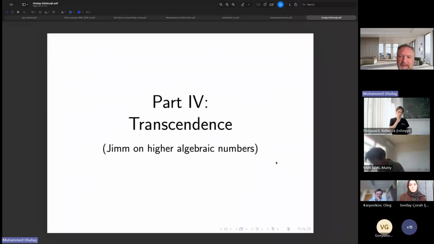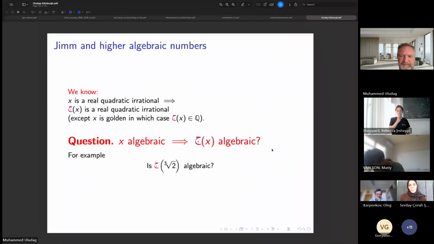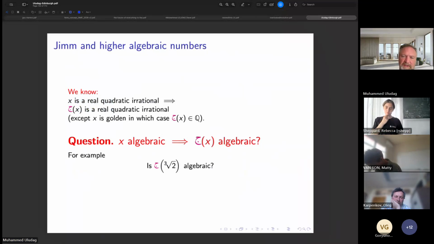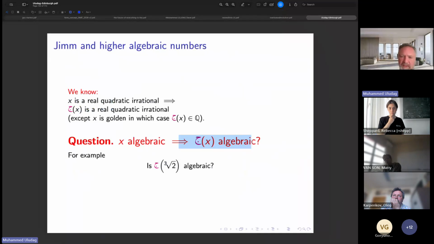Well, finally, let us talk about transcendence. That is to say, how Jimm behaves on higher algebraic numbers. By now, we know that if x is a real quadratic irrational, then Jimm of x is a real quadratic irrational. And the question is, can we generalize this to all algebraic numbers? That is to say, if x is an algebraic number, then is Jimm of x also algebraic? For example, Jimm of cube root of 2, is it an algebraic number?